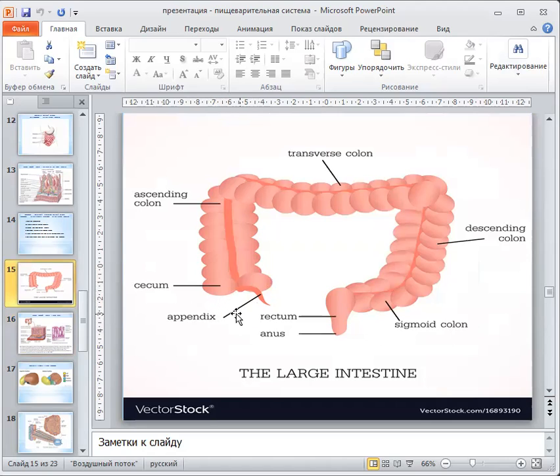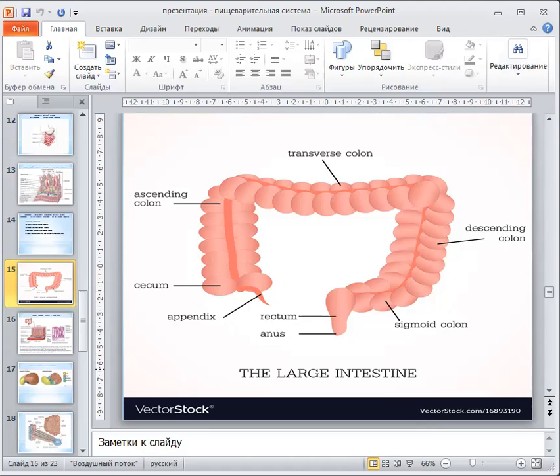Vermiform appendix, 8.6 centimeters in length, located near the small intestine. Appendix is connected with the cecum. Appendix is full of lymphoid tissue. There is ileocecal valve between small and large intestines. Ileocecal valve regulates the movement of foods.